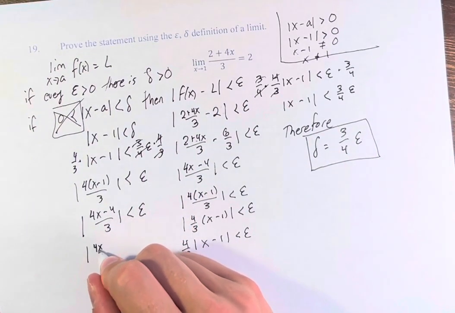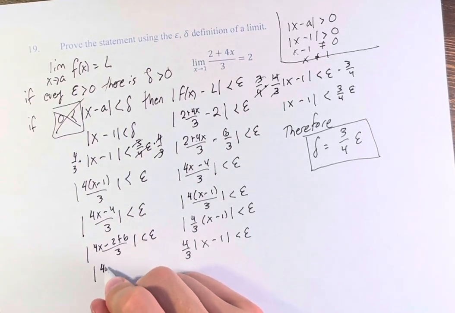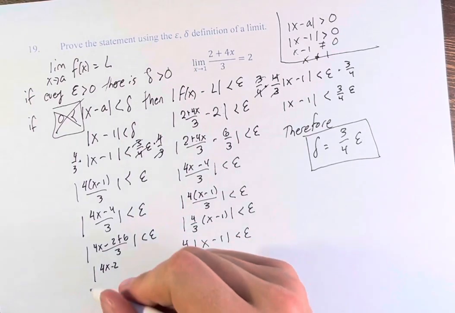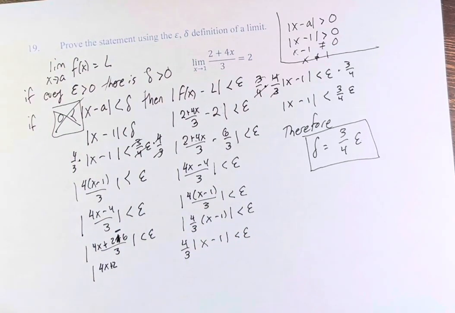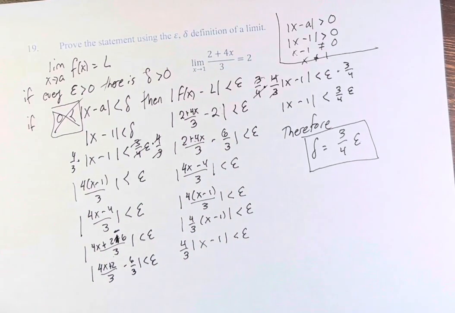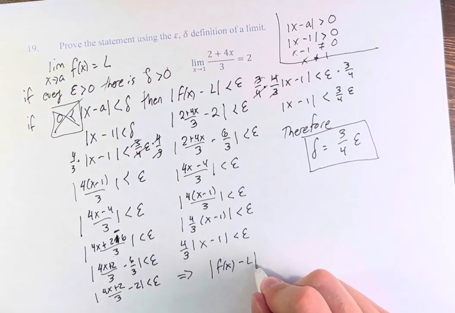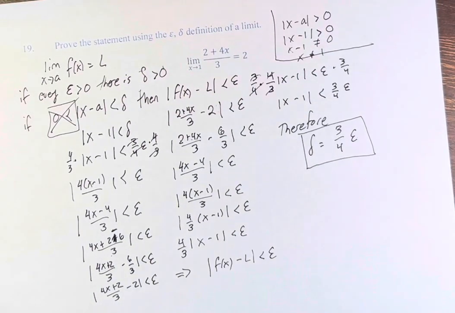This is equal to |4x - 2 + 6|/3, so 4x + 2 over 3 minus 6 over 3. And therefore, we have |(4x + 2)/3 - 2| is less than epsilon. (4x + 2)/3 is f(x), and 2 is equal to L. Therefore, given this relationship, we know that the absolute value of f(x) - L is less than epsilon, and therefore we can say that this limit is true.